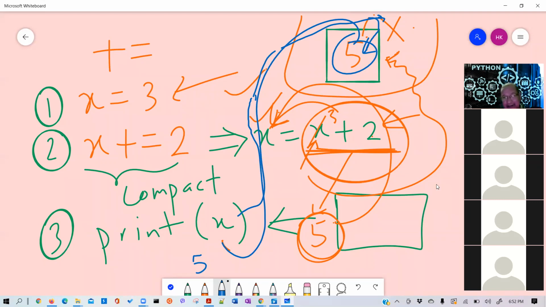Is it clear? Yes, Nischal is clear. Yes, DD Pathak sir, he's clear. Thank you. All right.